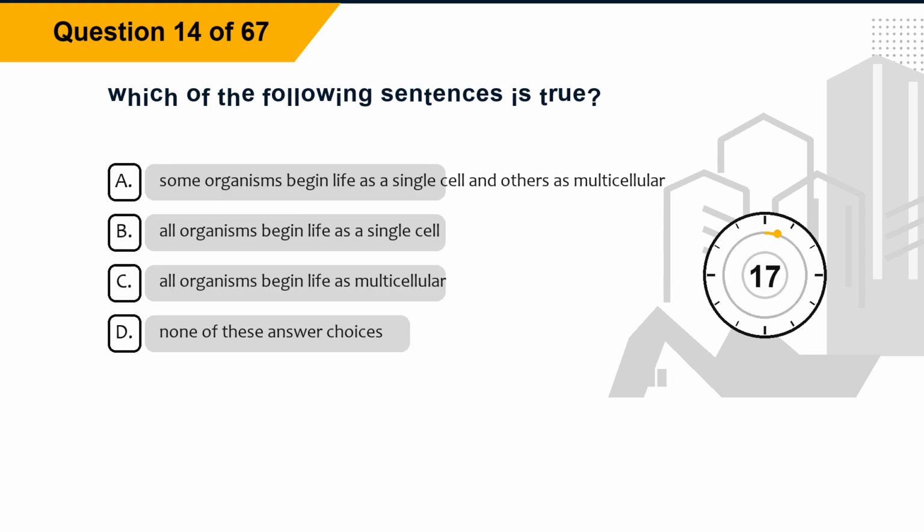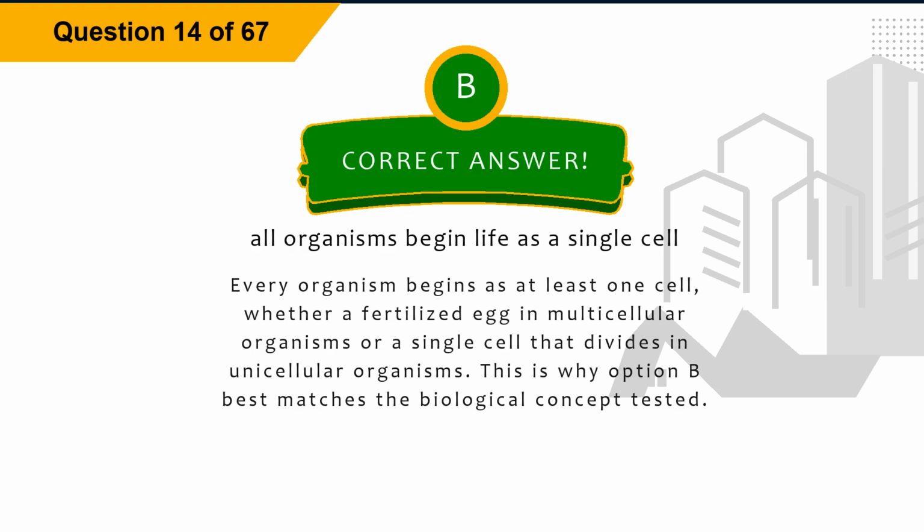Question 14. Which of the following sentences is true? Option A, some organisms begin life as a single cell and others as multicellular. Option B, all organisms begin life as a single cell. Option C, all organisms begin life as multicellular. Option D, none of these answer choices. The correct answer is option B, all organisms begin life as a single cell.